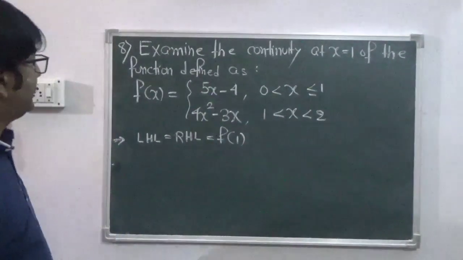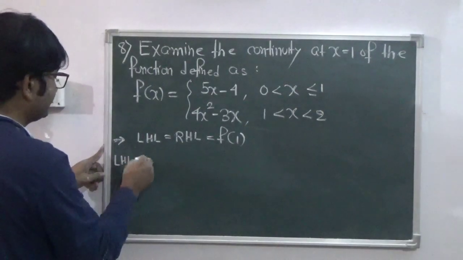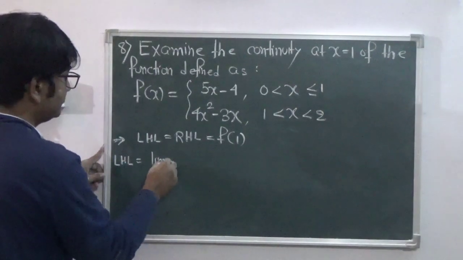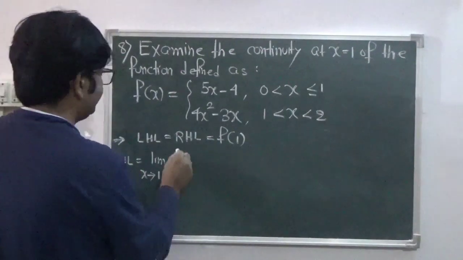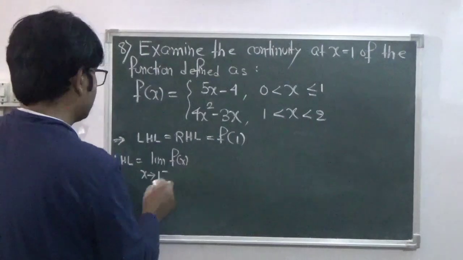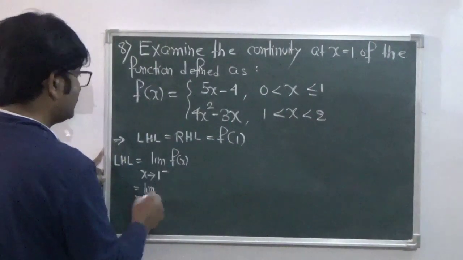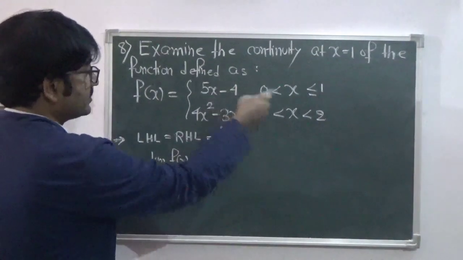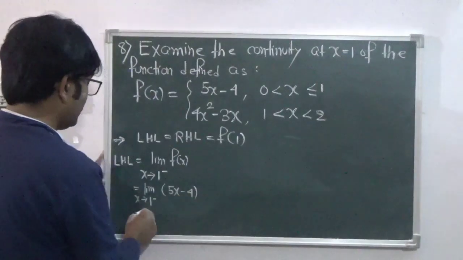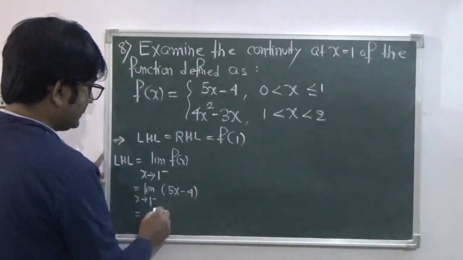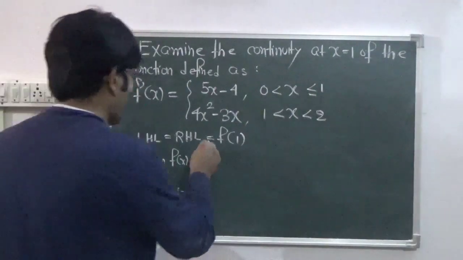Now let us find the left hand limit first. Limit x tends to 1 negative of f(x) equals limit x tends to 1 negative of 5x minus 4. If you put x as 1, that is 5 minus 4, and that is equal to 1.